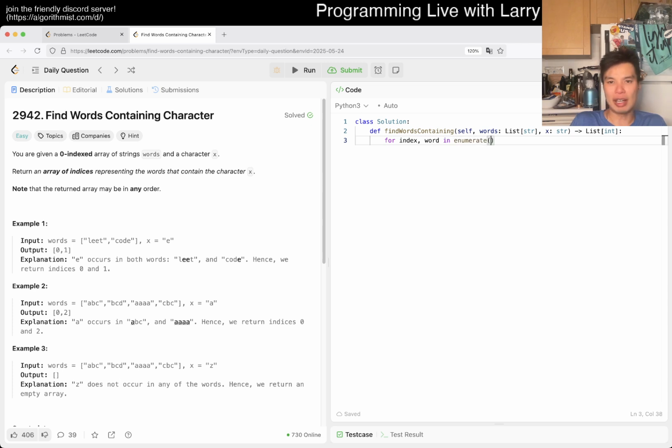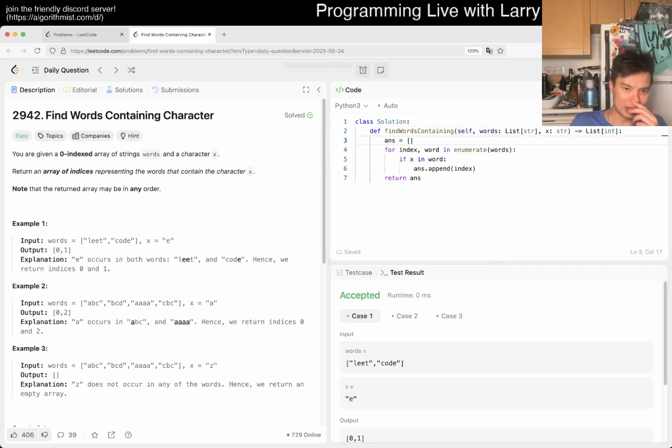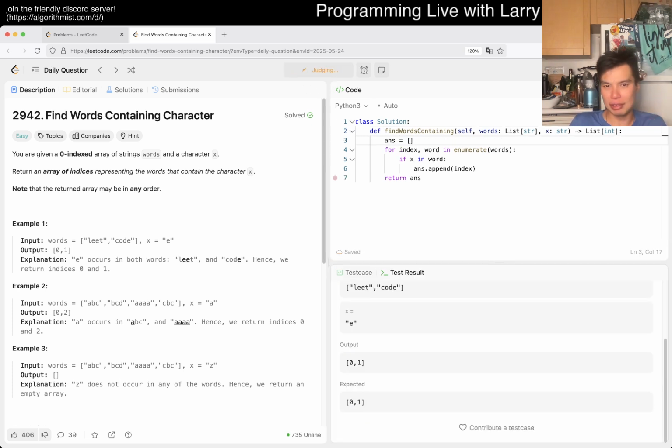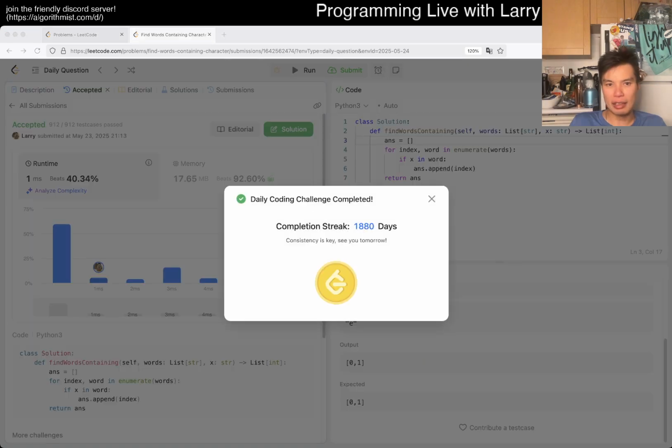Honestly, I don't know what to say about this. If x is in word, then just append the index to the answer. And you can, of course, write this as a one-liner if you really like. But I think this is it, right? There's not that much confusion, I hope. But yeah, that is all I have for today.